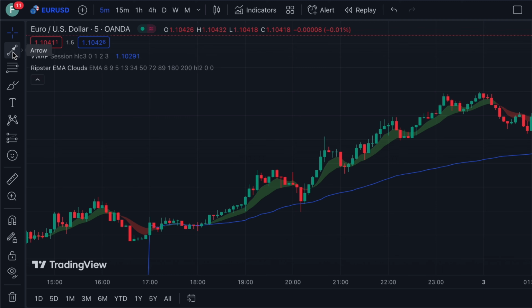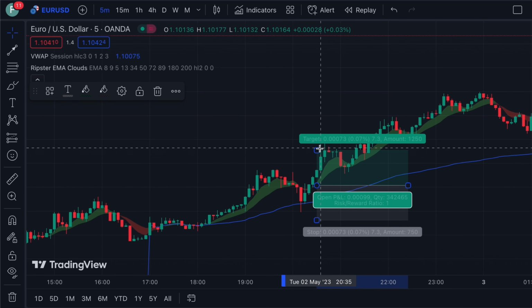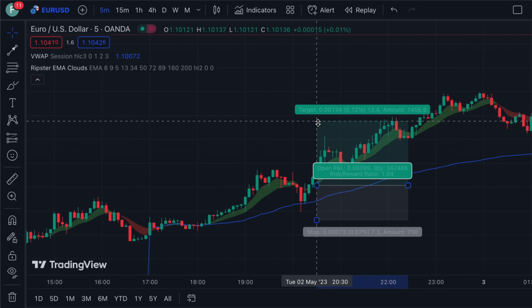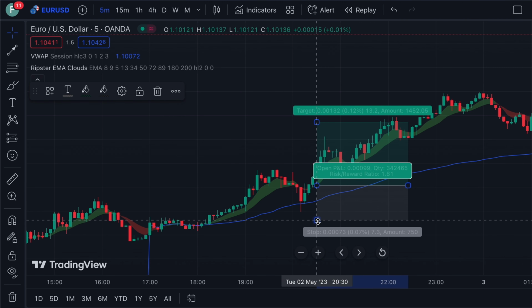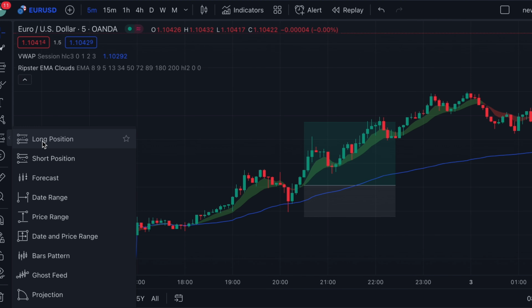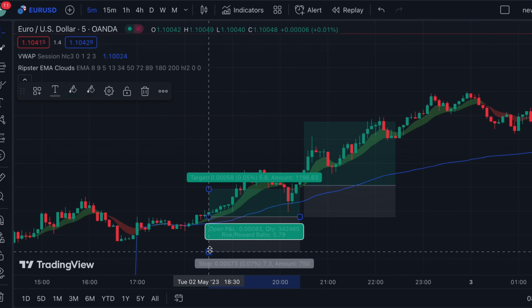If you see over here, a bullish candle closing was made, but the Ripster EMA cloud was not giving a green signal, so later, once the green signal was given by the cloud, we initiated a buy position with a 1:2 ratio. Please remember the stop loss in this strategy is very important. That is why you must always place the stop loss, because this setup will be formed many times during the day.